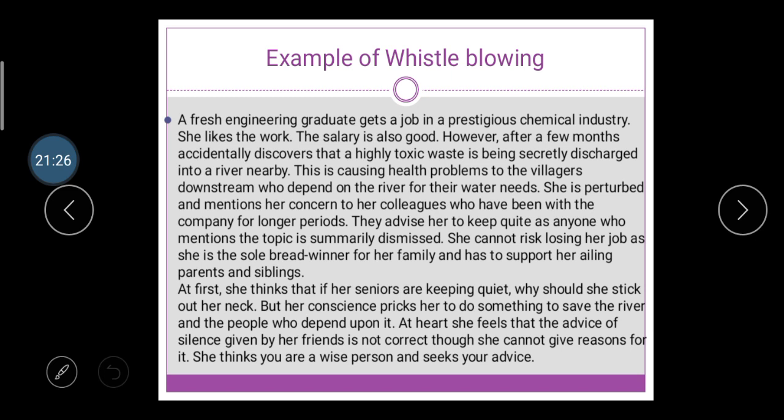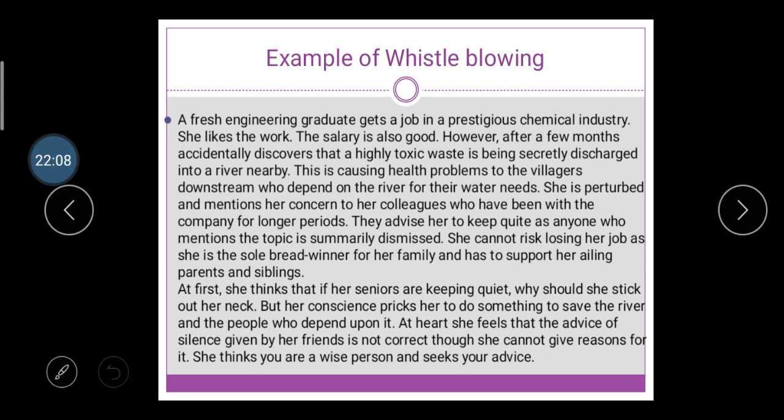A fresher engineering graduate gets a job in a prestigious chemical industry. She likes her job. The salary is also very good. However, after a few months, she accidentally discovers that a highly toxic waste is being secretly discharged into the nearby river. They do not tell the government or the public, and they secretly discharge this toxic waste into the river. This causes health problems to the villagers downstream who depend on the river.